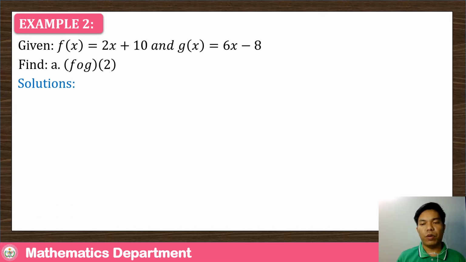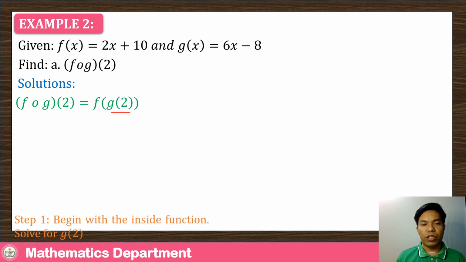So in order to solve this one, we have two ways to find the answer for f composed of g of 2. So I'll be showing you the first one, and then later I'll be showing you the alternative way of solving this one. So by definition again, for f composed of g of 2, this is equal to f of g of 2. At sabi ko kanina, lagi nating uunahin yung inside function natin. So, ibig sabihin lang yan, una nating i-evaluate yung g of 2.